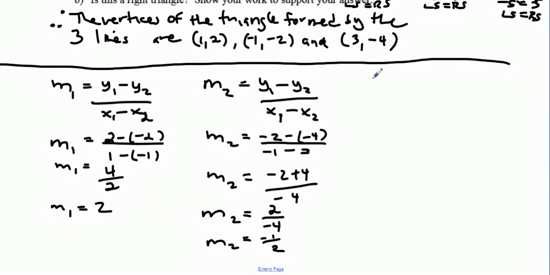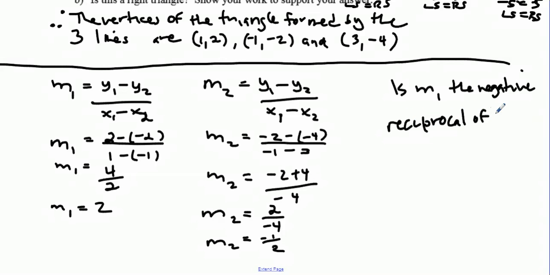Are these negative reciprocals? So I'll just write that question out. Is m1 the negative reciprocal of m2? I would say yes, because if I take this as a fraction and I flip it and I take the negative of it, I get this one. So m1, let's go back to black here, m1 is perpendicular, so that's my little sign for perpendicular, upside down T, to m2.